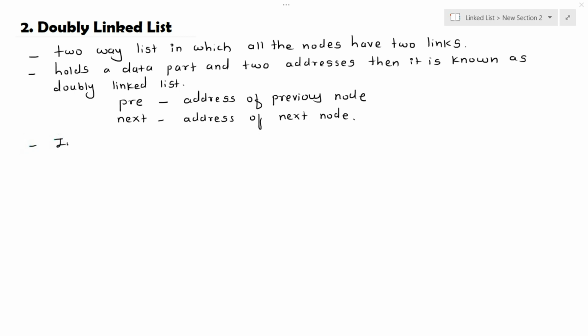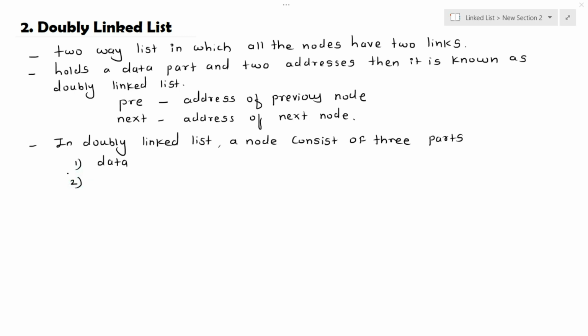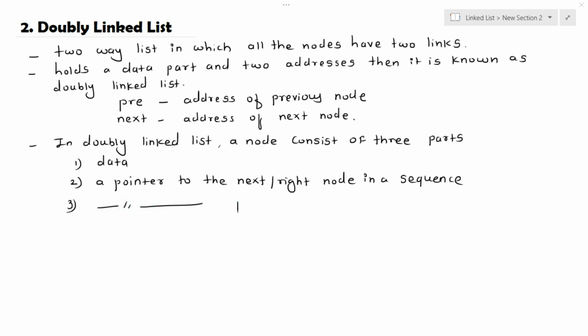So in a doubly linked list, a node consists of three parts. The first one is data, the second one is a pointer to the next or right node in a sequence, and the third one is a pointer to the previous or left node in a sequence.